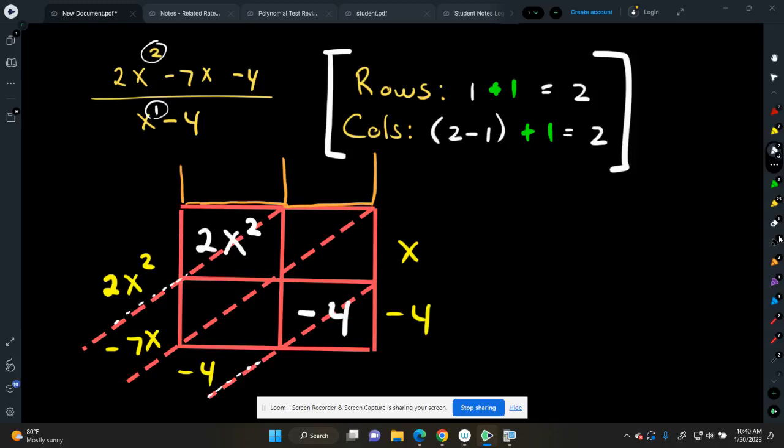What did we do in this example? You grab the highest exponent on the top. The highest exponent on the bottom. It's minus. There's no X squared. Then you add columns. How many columns? It's 5. You always add one.